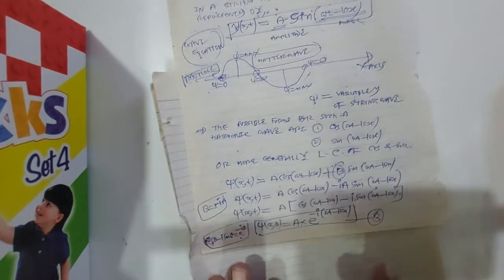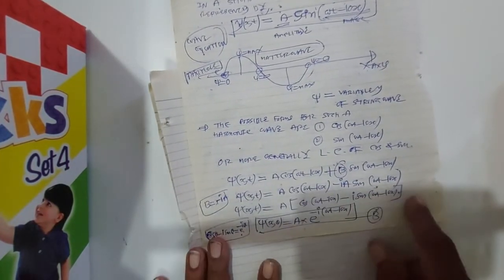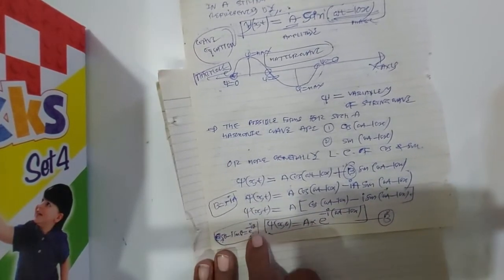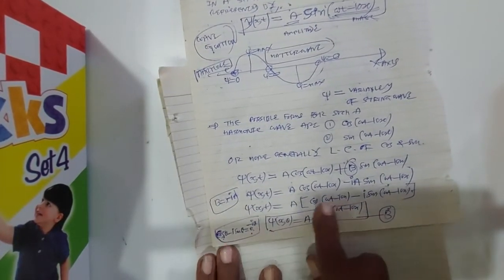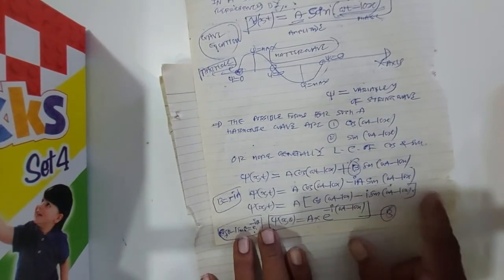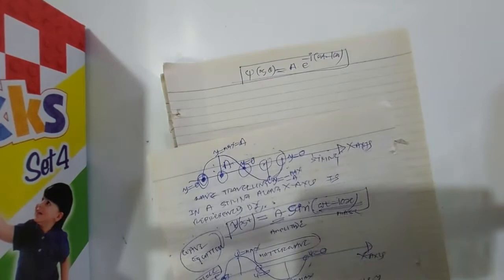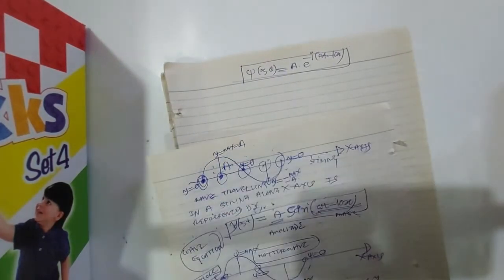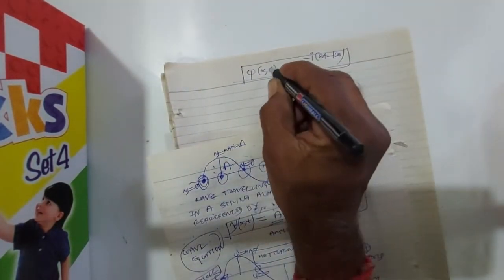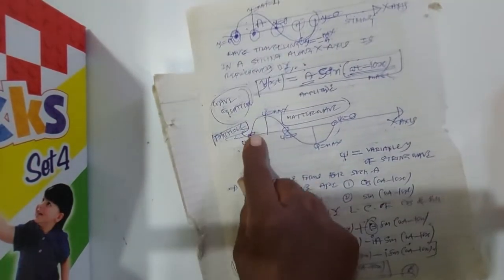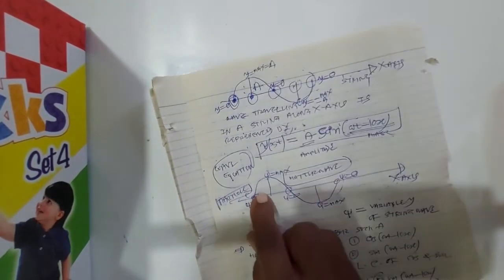If you take A common, you have cos(ωt − kx) − i sin(ωt − kx), right? And this cos θ − i sin θ is nothing but the exponential function e raised to −iθ. So cos(ωt − kx) − i sin(ωt − kx) = e^(−i(ωt − kx)). Now this psi is a function of x and t, which represents the wave associated with the material particle like electron.